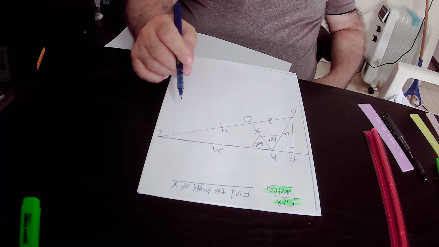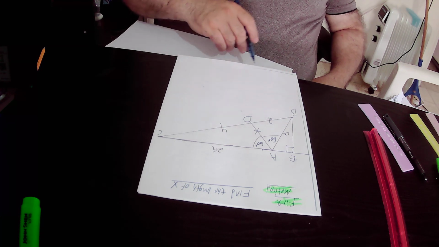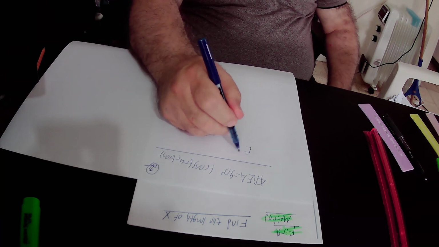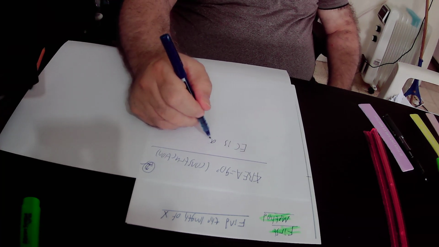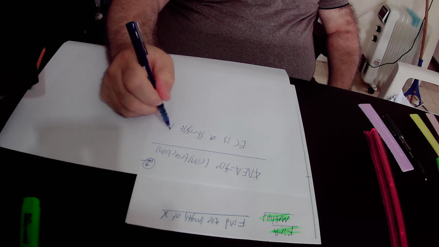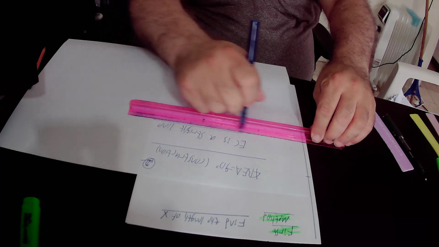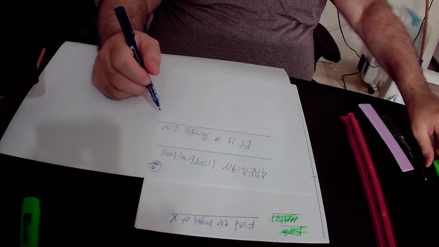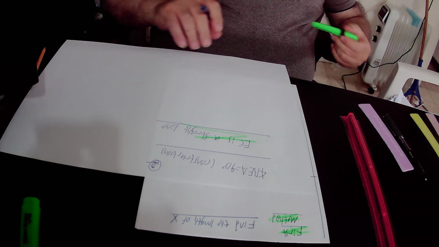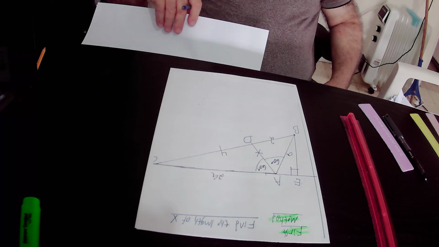So EC, the result of extending the straight line CA by a straight line, must be a straight line. So EC is a straight line, because when you extend a straight line by a straight line, the result must be a straight line. So CE is a straight line. And we have the rule that the sum of the angles on one side of a straight line is equal to 180 degrees.